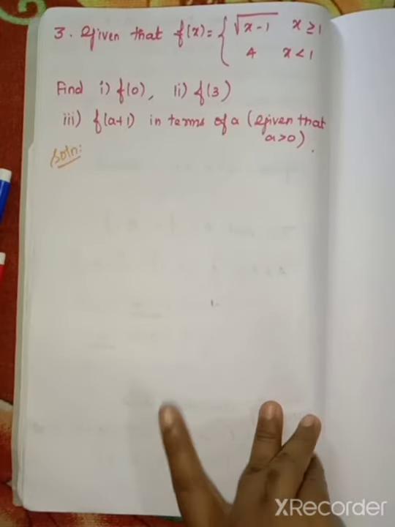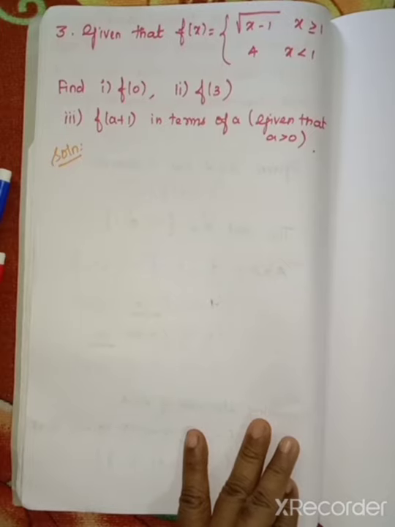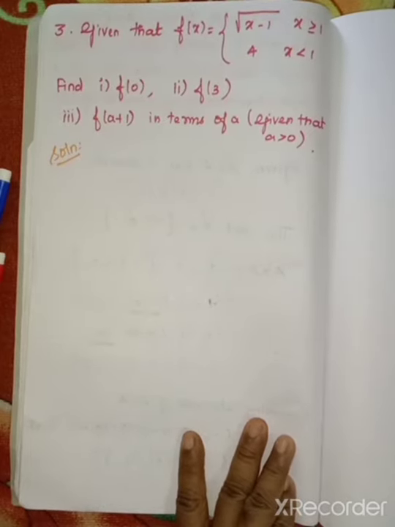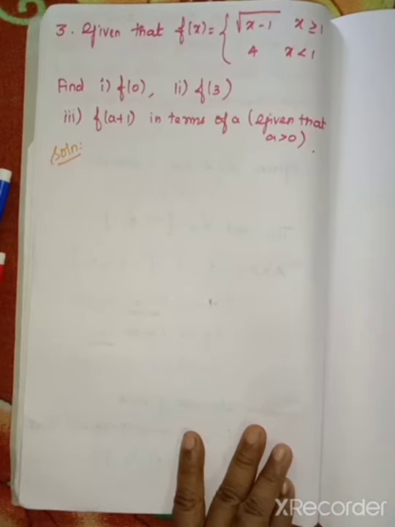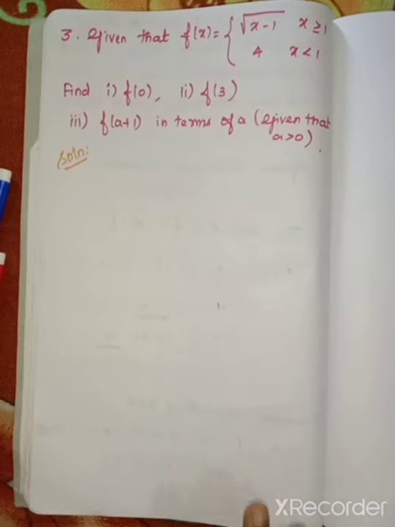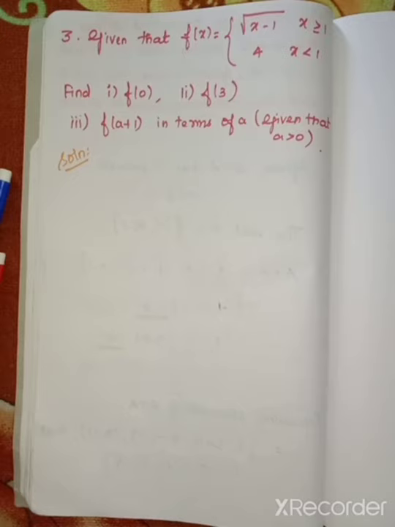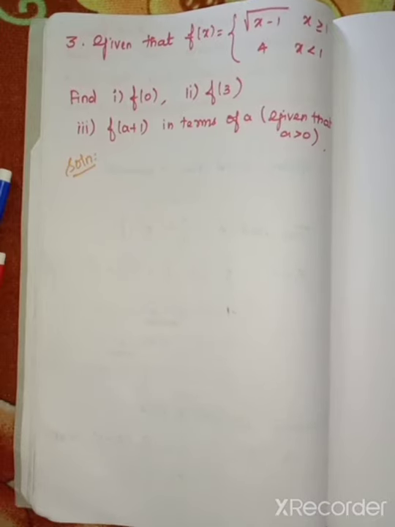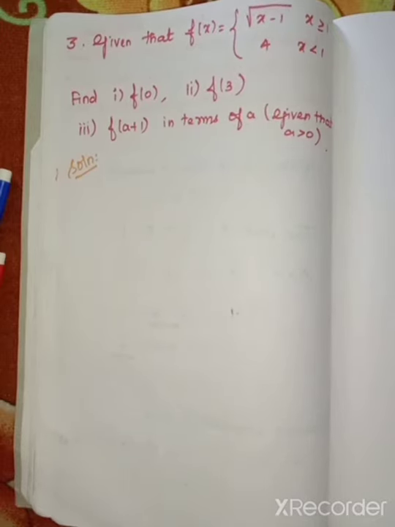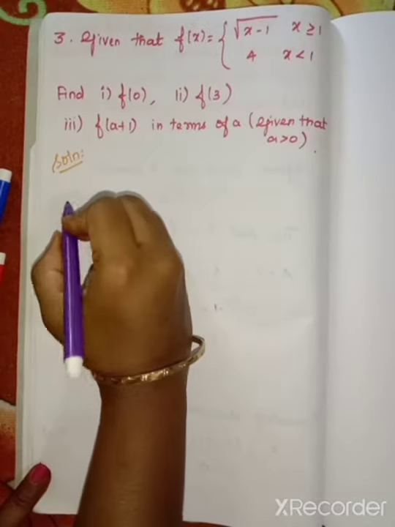Third question, given that f of x equals the square root of x minus 1 for x greater than or equal to 1, and 4 for x less than 1. Find first f of 0, second f of 3, third f of a plus 1 in terms of a, given that a is greater than 0. So here the given is f of x.